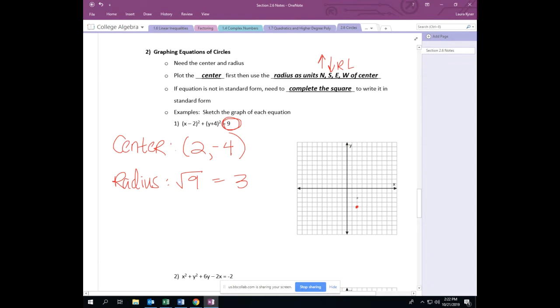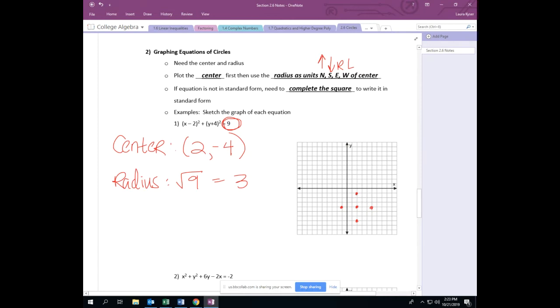So I go up 1, 2, 3 points, and there's 1. Back to the center, down 1, 2, 3 points, and there's 1. Back to the center, right 1, 2, 3 points, and there's 1. Back to the center, left 1, 2, 3 points. So you can see these 4 points are equidistant from the center.